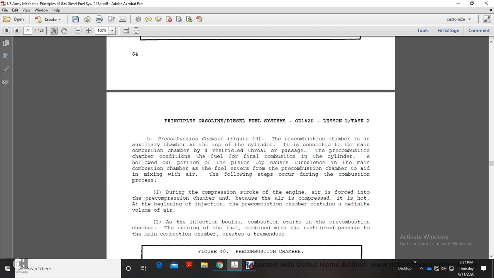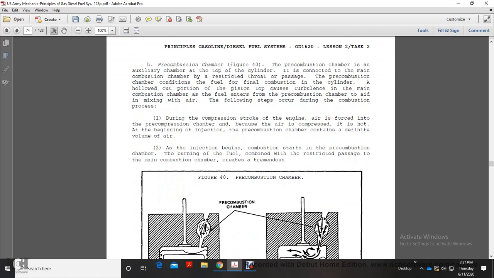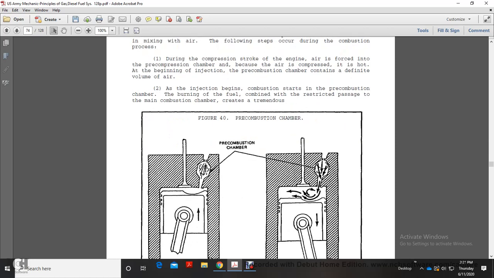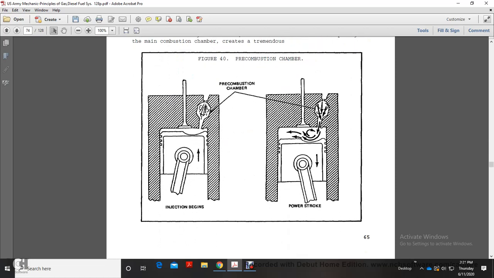The following steps occur during the combustion process. During the compression stroke of the engine, air is forced into the pre-combustion chamber. Because the air is compressed, it is hot, and at the beginning of injection the pre-combustion chamber contains a definite volume of air. As injection begins and combustion starts in the pre-combustion chamber, the burning of the fuel combined with the restricted passages to the main combustion chamber creates tremendous pressure. Figure 40 shows the pre-combustion chamber.